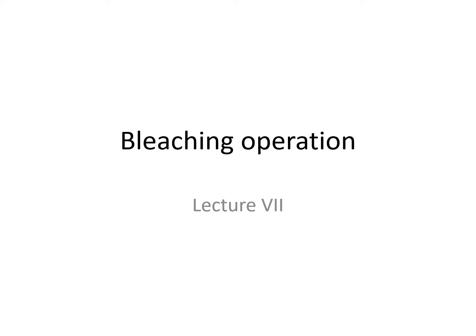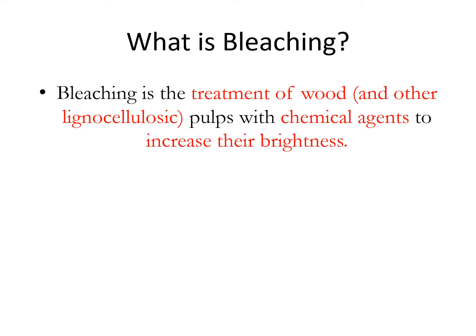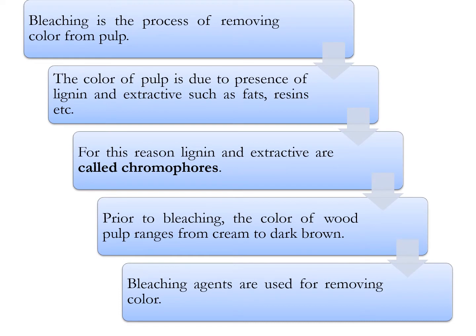Today's lecture is on bleaching operation. To start with, what is bleaching? Bleaching is the treatment of wood pulps with chemical agents to increase their brightness. To increase the brightness, you need to remove color from the pulp.